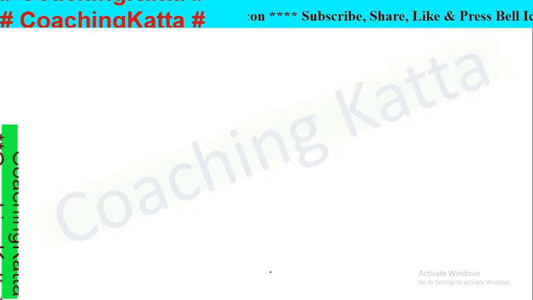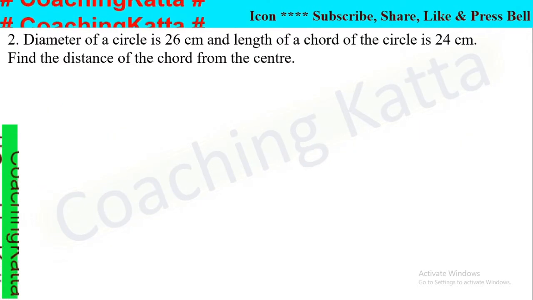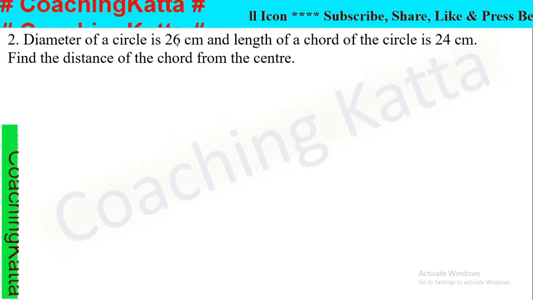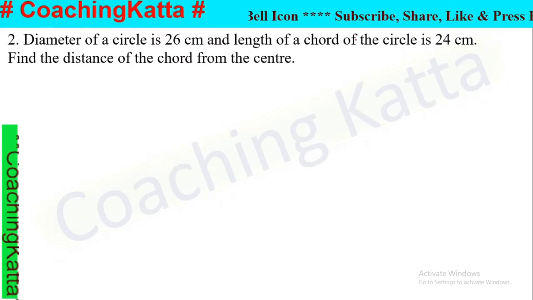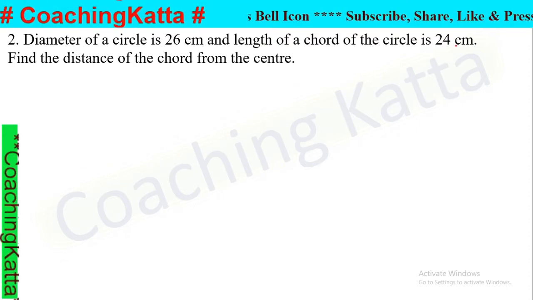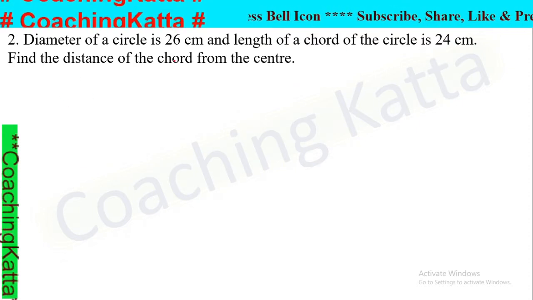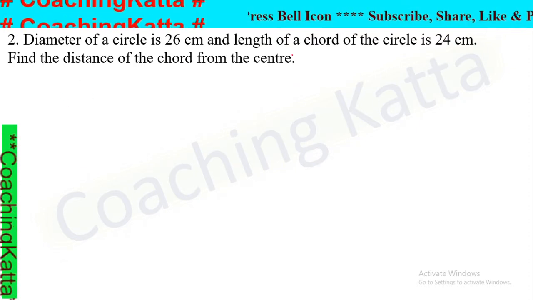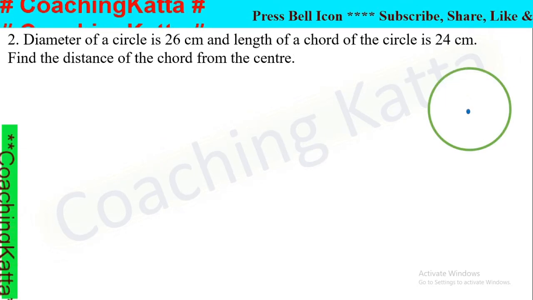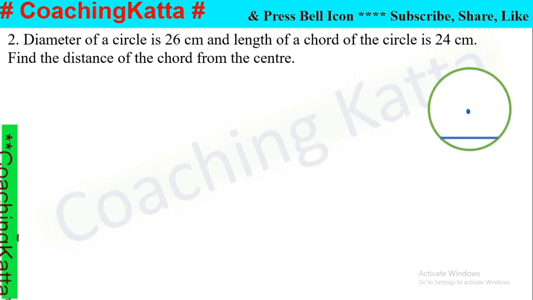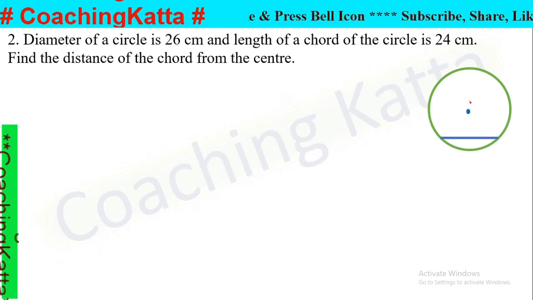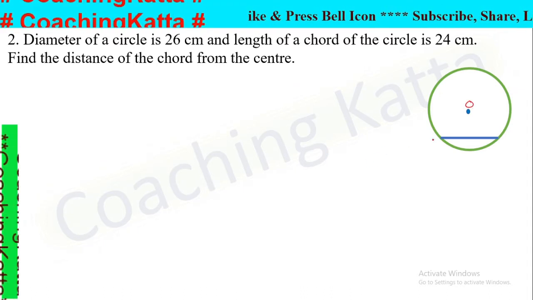The next example: diameter of a circle is 26 centimeter, length of chord of the circle is 24 centimeter. Find the distance of chord from the center. Now this is the diagram, circle with center O, and this is the chord AB.